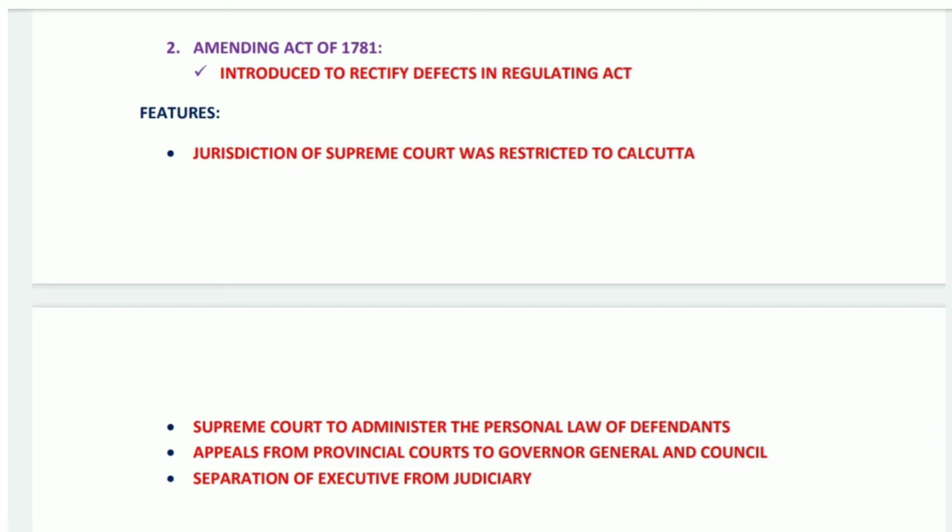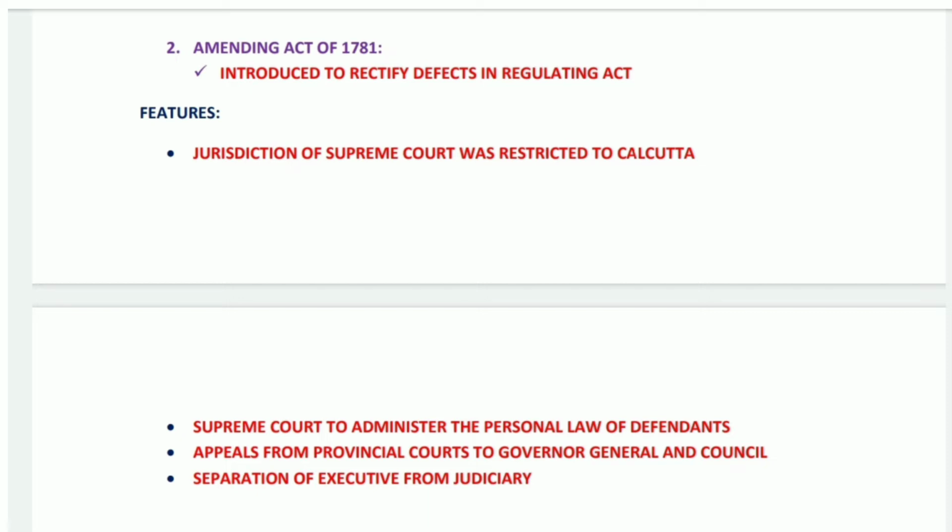And this Amending Act also said that the Governor General Council, judicial officials, revenue collectors were exempted from the jurisdiction of the court. And it also said that appeals from provincial courts should be taken to the Governor General and his council. So, by saying all this, we can clearly say that the company tried to separate the executive from the judiciary.